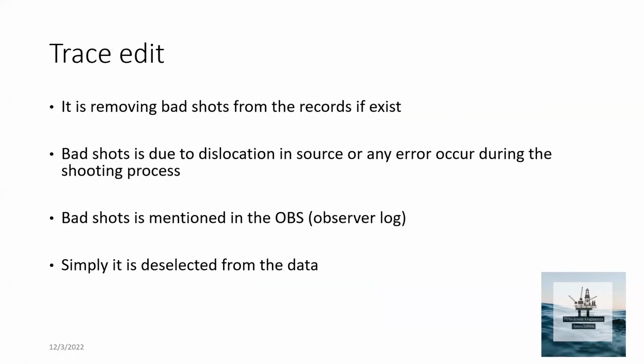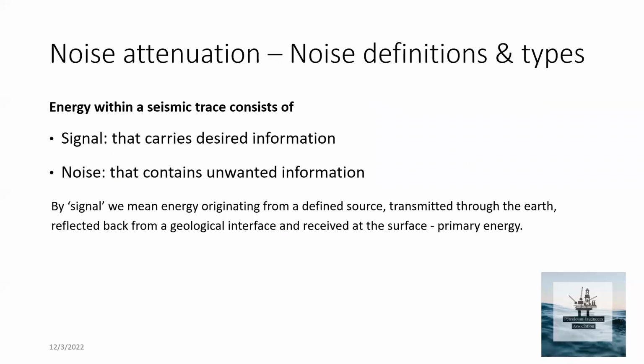As you know, the seismic record consists of seismic traces, as we said earlier. Not all the seismic traces are good, or not all seismic traces have good reflections. So noise attenuation is simply discriminating between signals and noise. Signals carry desired information; noise are signals too, but they are unwanted signals.